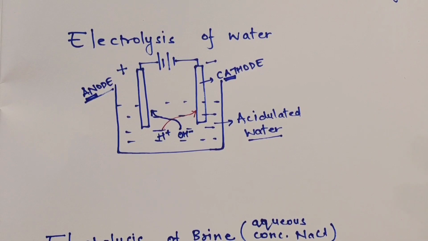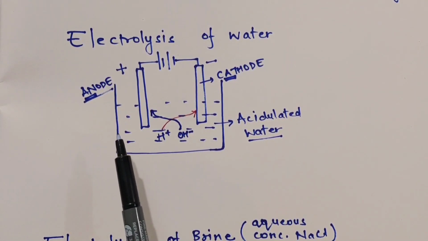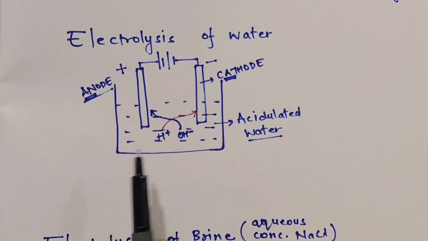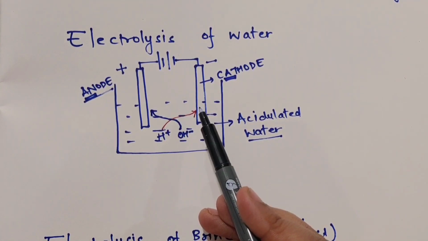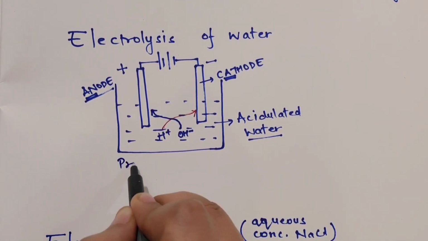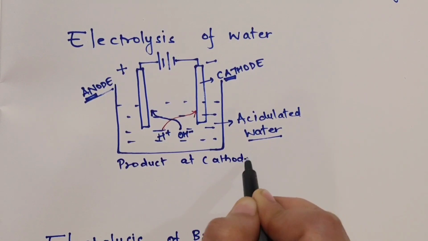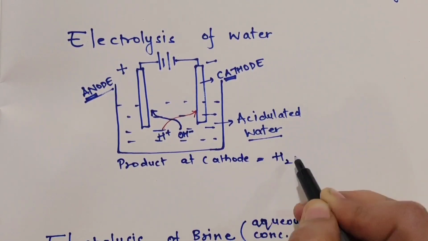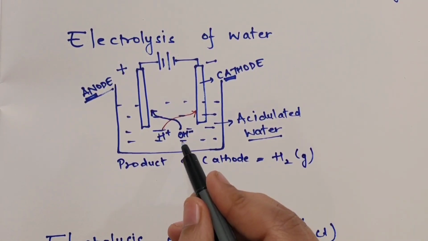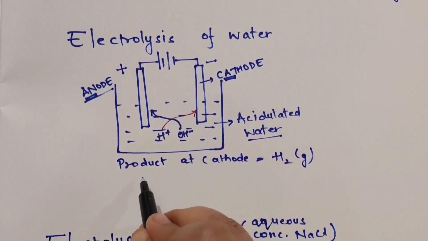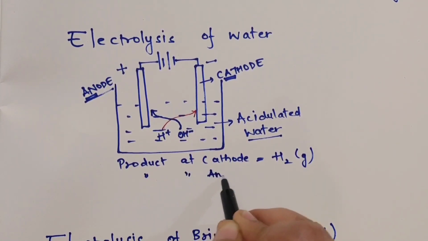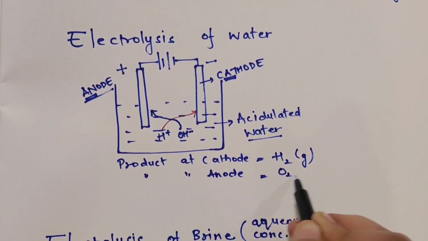Okay, so now we have done the electrolyte, we have done the anode and cathode. Now it's time to get the products. So obviously, since H+ is going to cathode, the product at cathode would be hydrogen gas. And since OH- is going to anode, the product at anode would be oxygen gas.